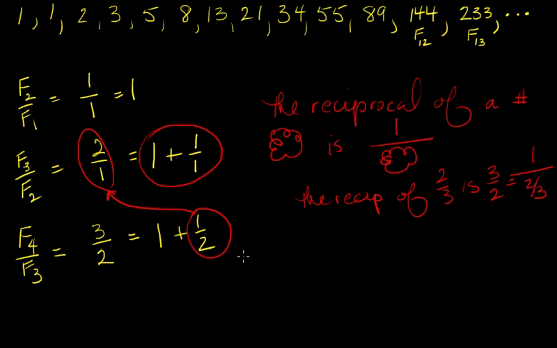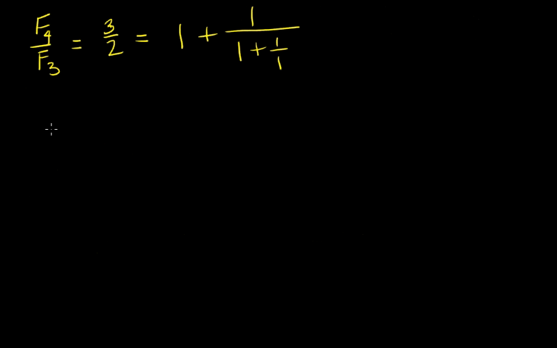Okay, we'll continue here. 1 plus 1 over 1 plus a half will be 1 plus 1 over the number before it. And I'll write 1 plus 1 over 1. 1 plus the reciprocal of the number before it. Notice 1 plus 1 over 1, 1 plus 1 over 1. Okay, so f4 over f3 was, as we write here.